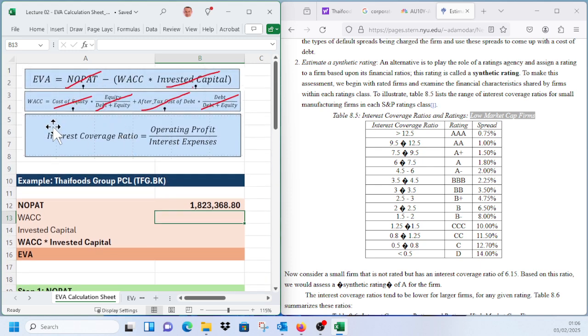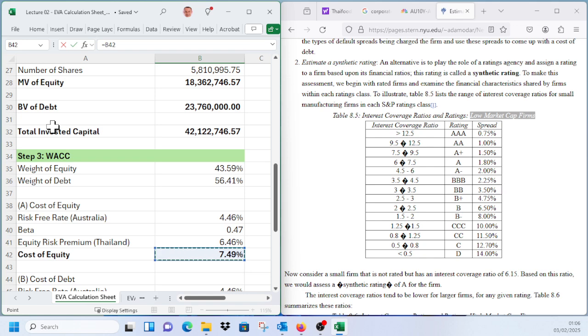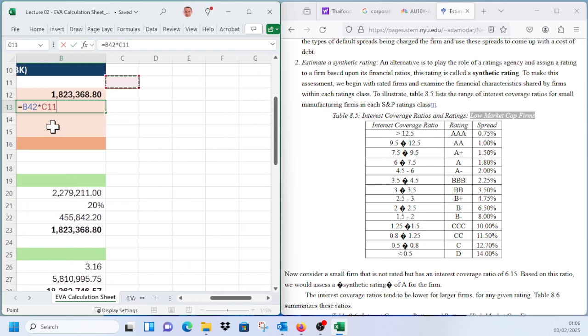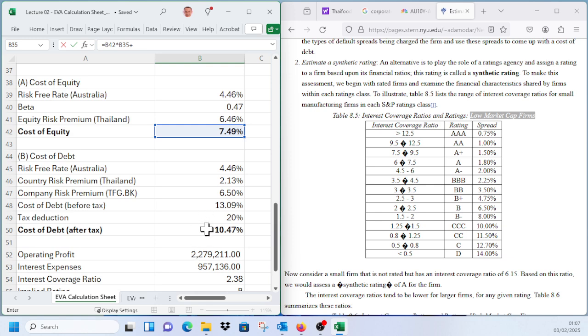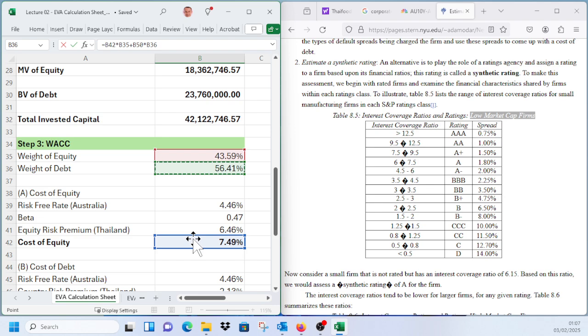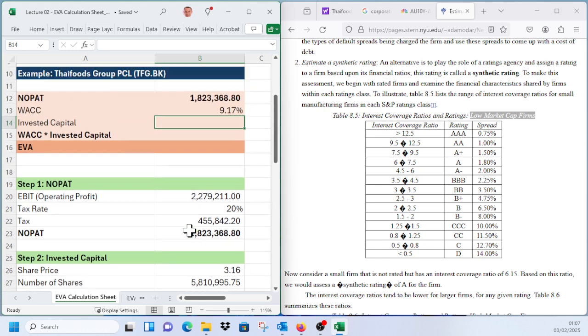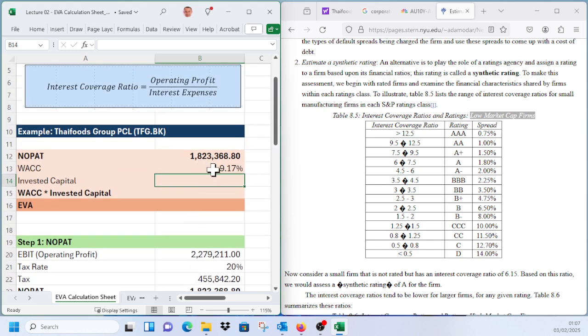Again, we follow the formula that is up here. So WACC is the cost of equity, which we will find down here, times the weight of equity, which we have here, plus the cost of debt, which we will have here, times the weight of debt. And that gives us a WACC, a weighted average cost of capital for Thai Foods Group of 9.17%.